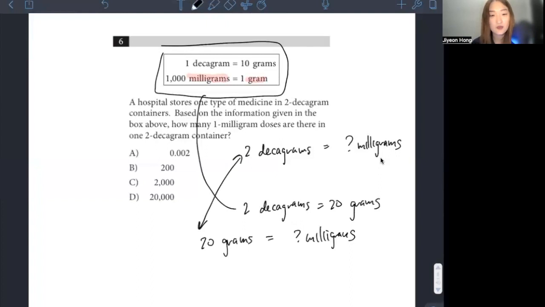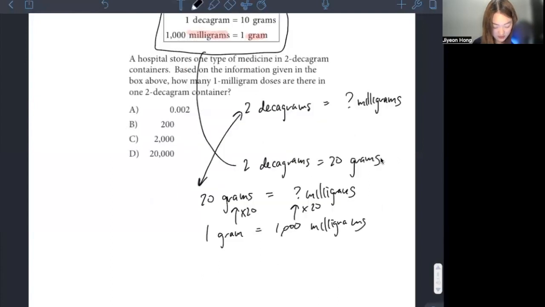Okay, and in order to solve this, what I'm going to set up is basically it tells us 1 gram is equal to 1,000 milligrams. So to find 20 grams, it's multiplied by 20. I'm going to do the same thing and multiply by 20, and I'm able to solve that question mark is equal to 20,000 milligrams. Which brings us to answer choice D.